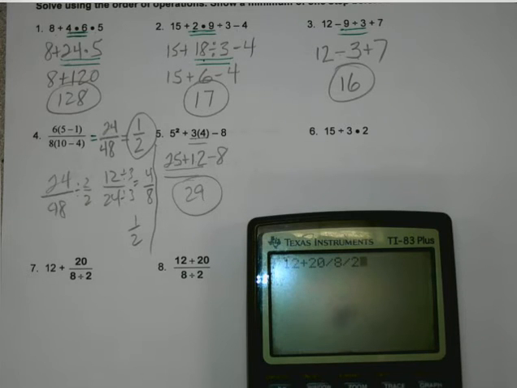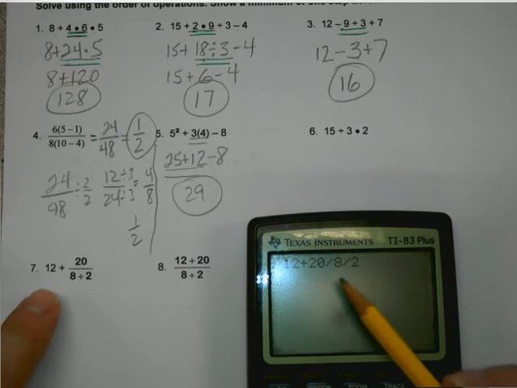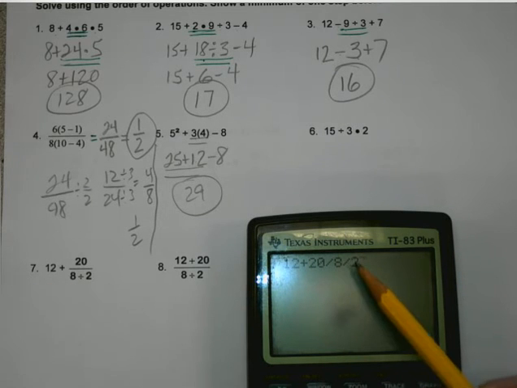So let's say I go to the calculator. I've got 12 plus 20. A fraction is just like divide. So I typed in divided by 8 divided by 2, just like it's there, and I hit enter. I get 13.25, and then Mr. Harty comes up and says, no, that's not quite right. The answer is 17. You're like, how's that possible?